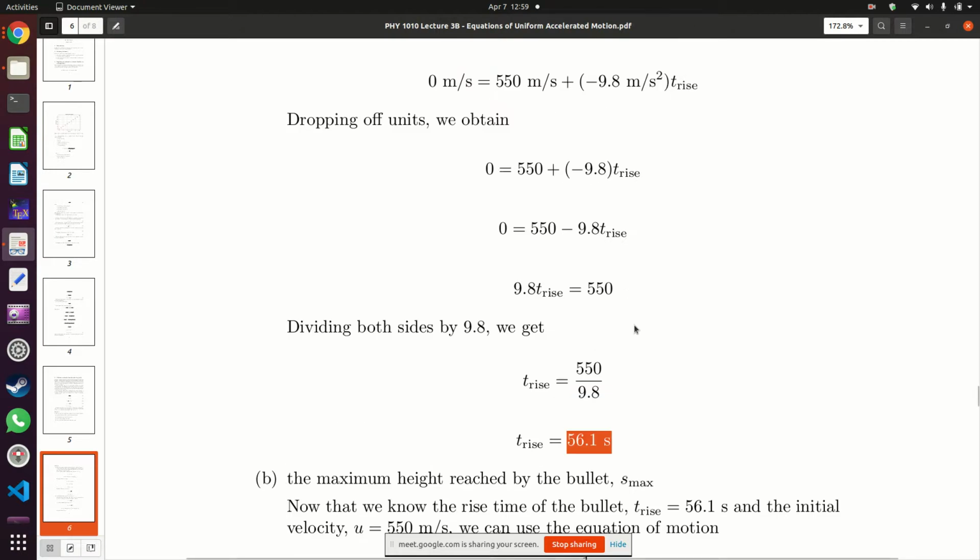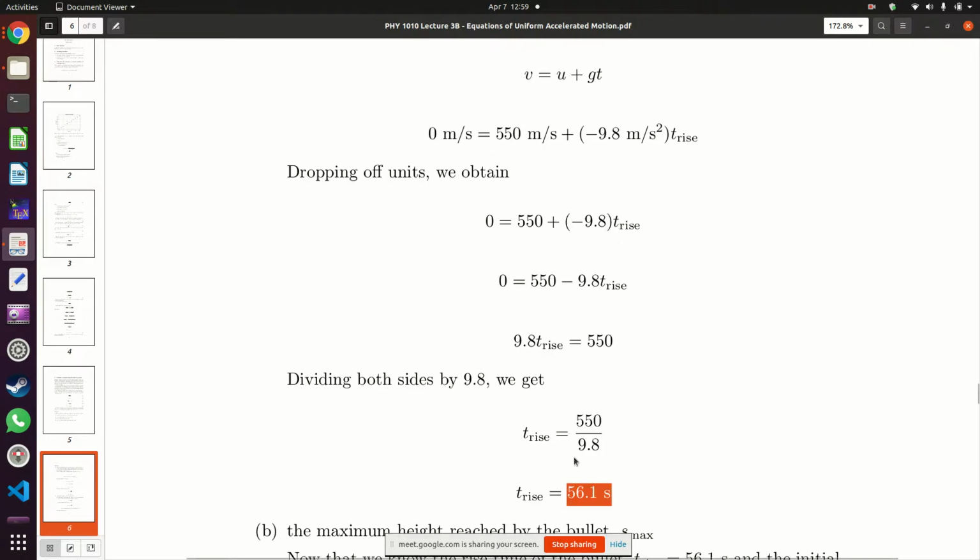Is this clear? Yes, sir. Yeah, so we use this expression here. When you're trying to work out problems of uniform accelerated motion, you just have to choose a formula which is easy.